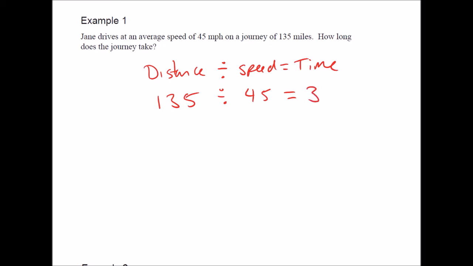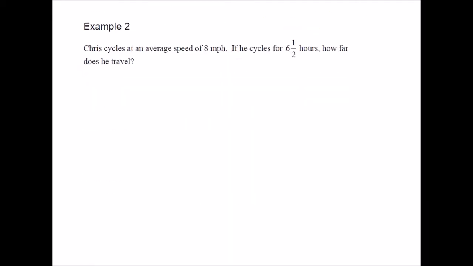Now the answer for the unit is going to be hours, because the speed was in miles per hour, so we need to use the same measurement there. Okay, nice easy question, that one. Right, on to the second example. Let's use the triangle this time to help us decide what to do. Maybe that's a better way for you to remember for every example.